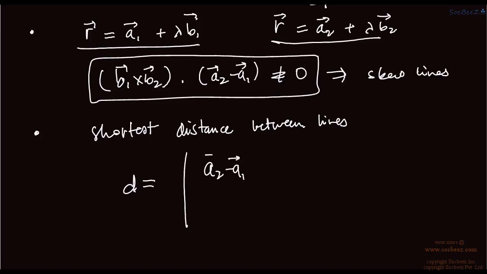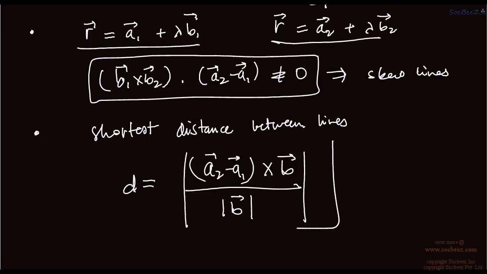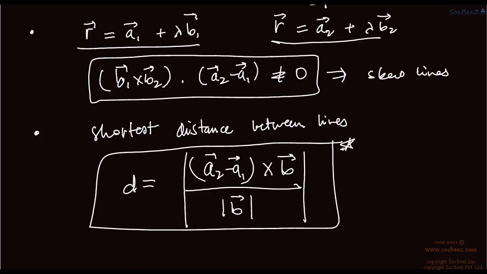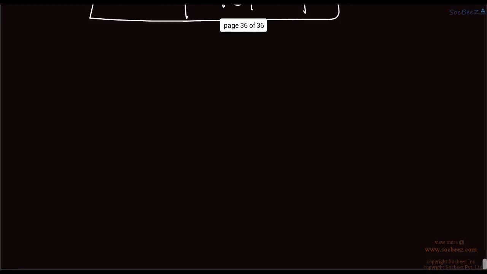So the distance will be D is equal to the mod of (a2 minus a1) dotted with (b1 cross b2), divided by the mod of b1 cross b2. This is a formula I want you to remember because it was asked in my JEE exam directly and it has been asked in many exams. So it will be good for you if you remember this. This is not lambda, I have written lambda dash. It can be lambda dash, can be lambda, anything.